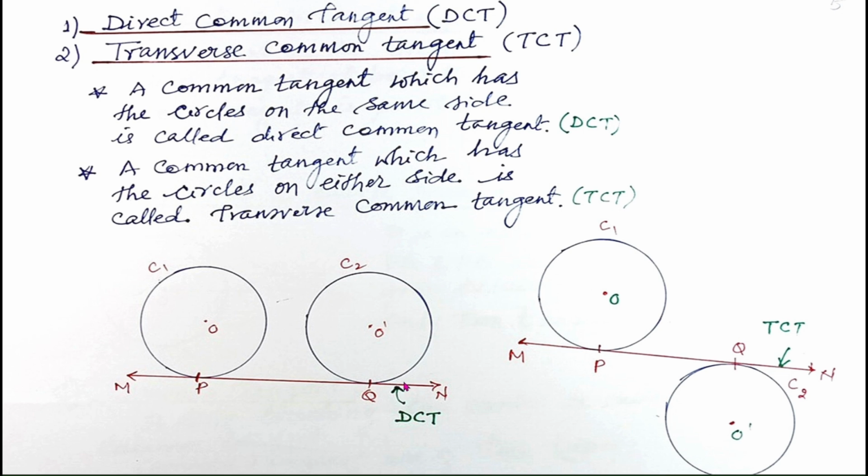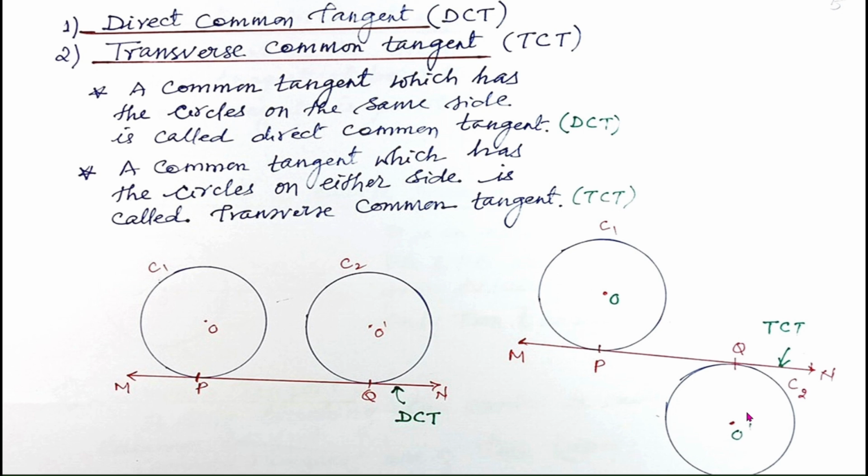Now this is the direct common tangent. We have two circles, one circle C1 with center O, another circle C2 with center O dash. Now MPQN is one tangent touching the circle C1 at point P and touching the circle C2 at point Q. Therefore MPQN is a direct common tangent. And why do we call it a direct common tangent? Because the centers of the circles C1 and C2 lie on the same side of the tangent, and such a tangent is called a direct common tangent. That means a common tangent to two or more circles is called a direct common tangent if the centers of the circles lie on the same side of the tangent.